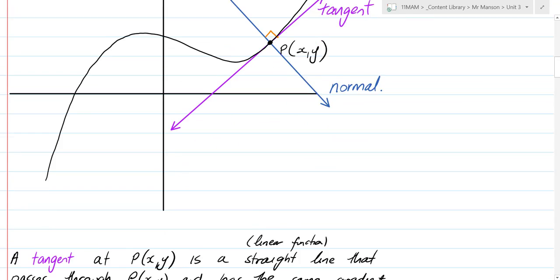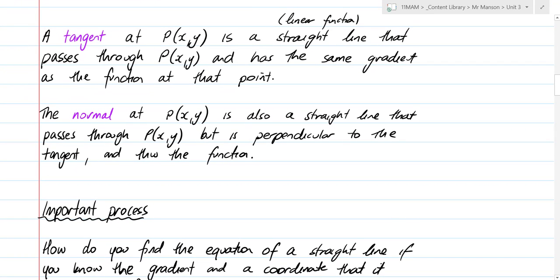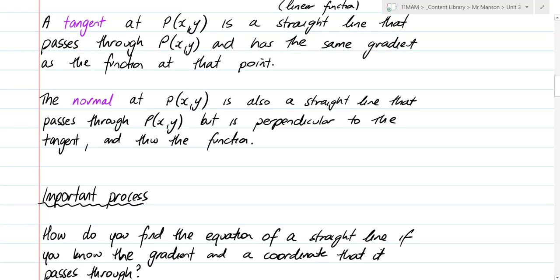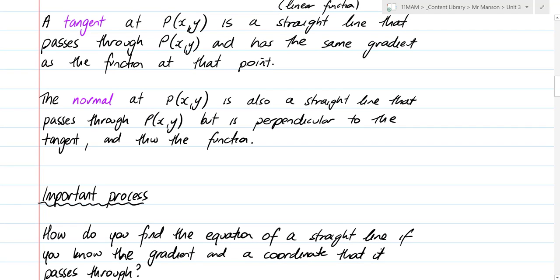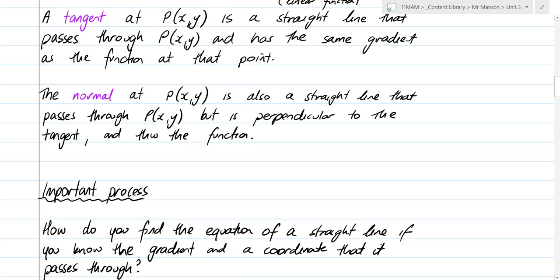Anyway, here we go. Some notes. A tangent at point x, y is a straight line that passes through point x, y and has the same gradient as the function. A normal at point x, y is also a straight line that passes through x, y, but is perpendicular to the tangent and thus the function. So if you're writing stuff down, I'm going to skip over that. You could write that down a bit later if you want to, leave about 4 or 5 lines, but that's basically what I've just paraphrased.